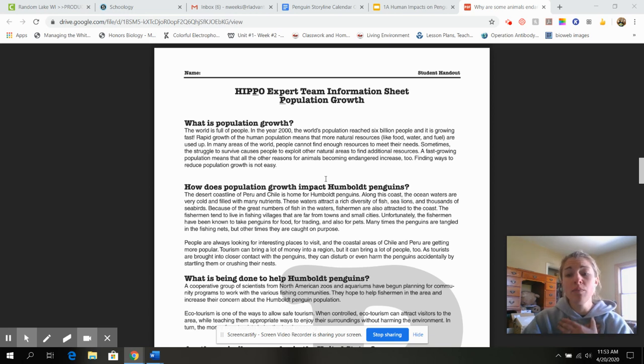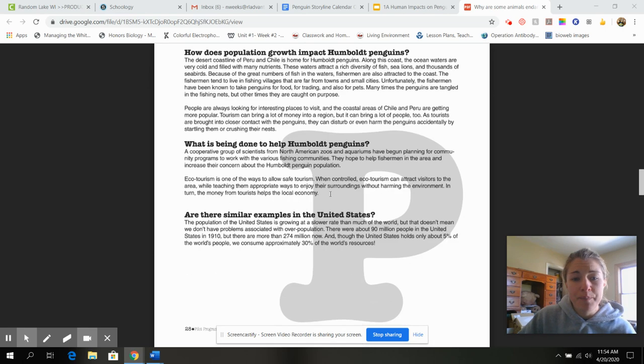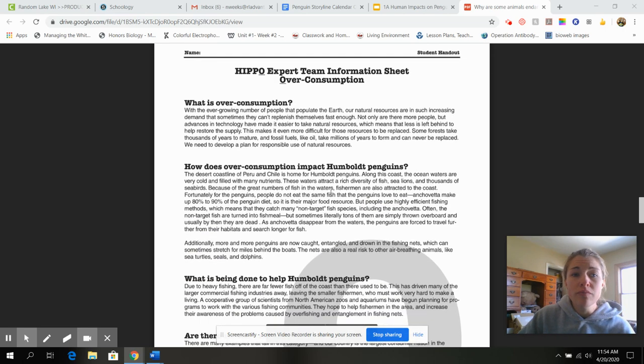As we humans keep growing in our population, we're getting some of that habitat loss. We're taking the natural resources that these organisms lived in or ate, and we're really, really harming them that way. The O stands for overconsumption.